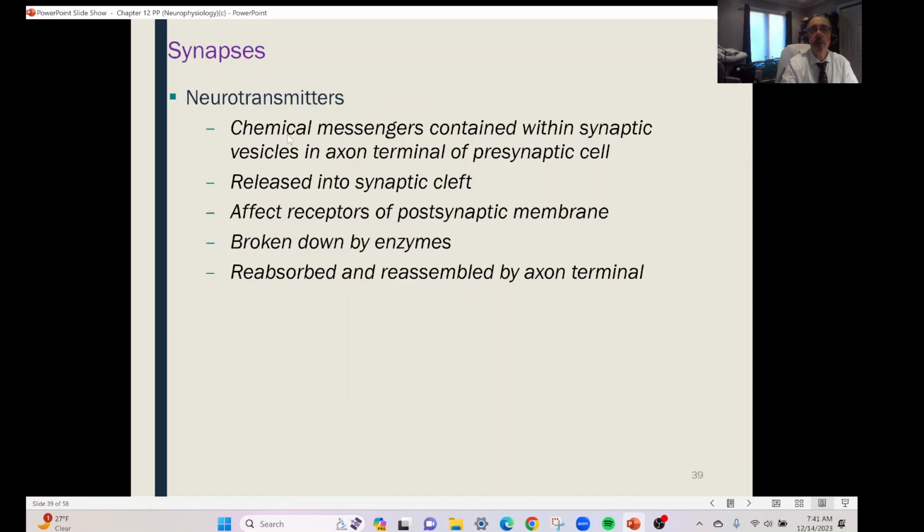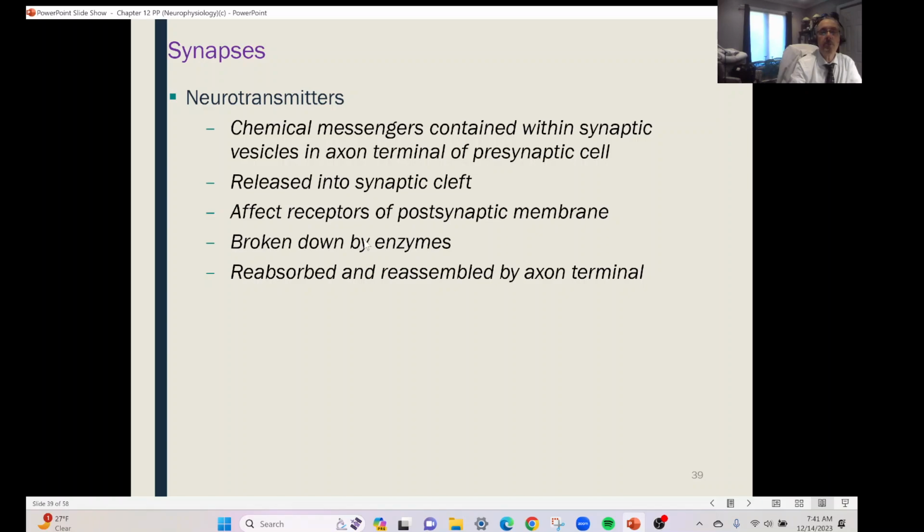So these chemical messengers are contained within synaptic vesicles within the axon terminal, and that's going to be in the presynaptic cell. During the process of the synapse working, these chemicals are released into the synaptic cleft. They're going to then diffuse across to the postsynaptic membrane where there's receptors, and then that will start the action potential on the postsynaptic cell.